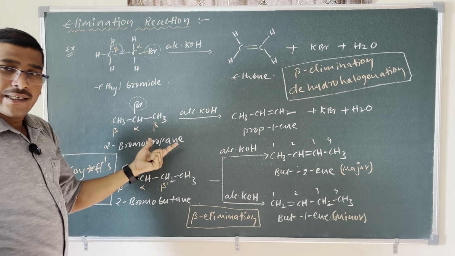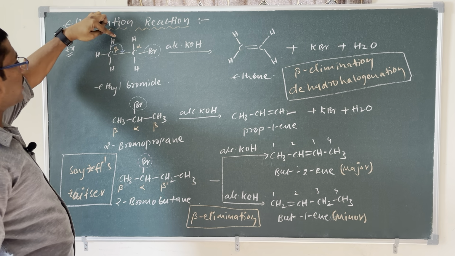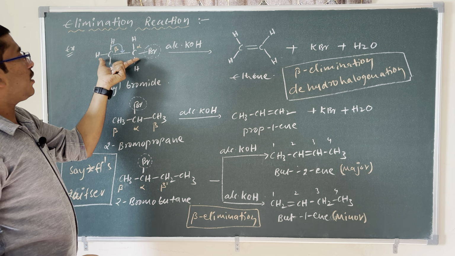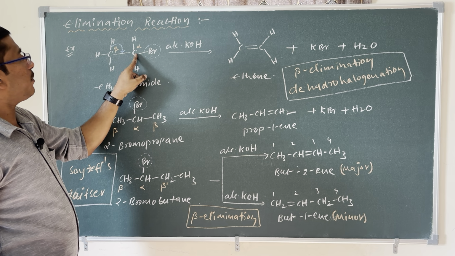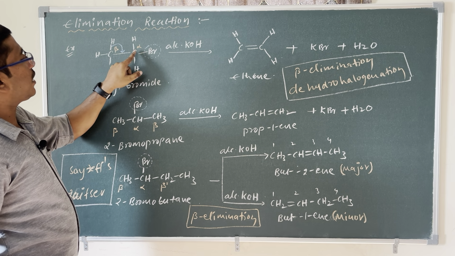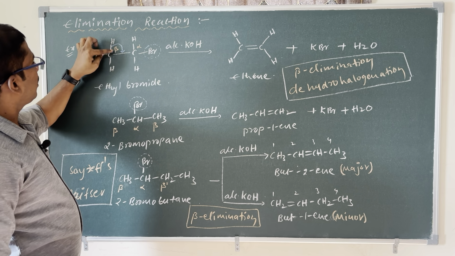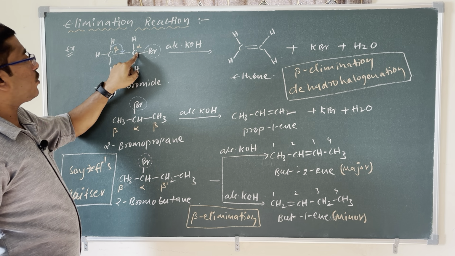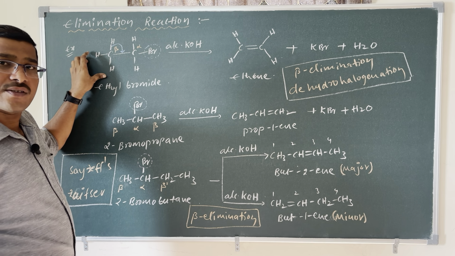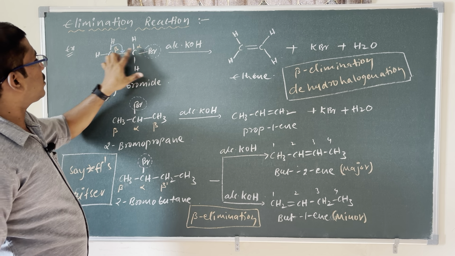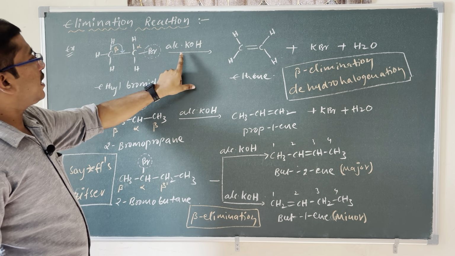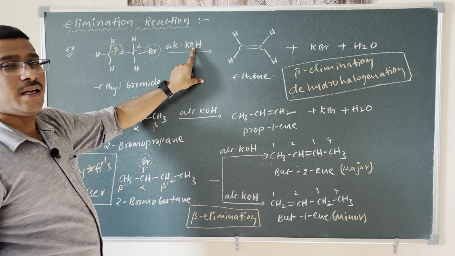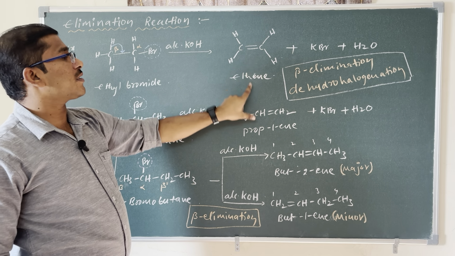See, I am revising again, just listen carefully. If you take any alkyl halide, the halogen attached carbon is the alpha carbon. The hydrogens attached to the alpha carbon are alpha hydrogens. The beta carbon, which is directly bonded to the alpha carbon, has beta hydrogen atoms. Now from the alpha carbon halogen, and from the beta carbon hydrogen will generally be eliminated. The reaction can take place in the presence of alcoholic potassium hydroxide. The final products are alkenes.